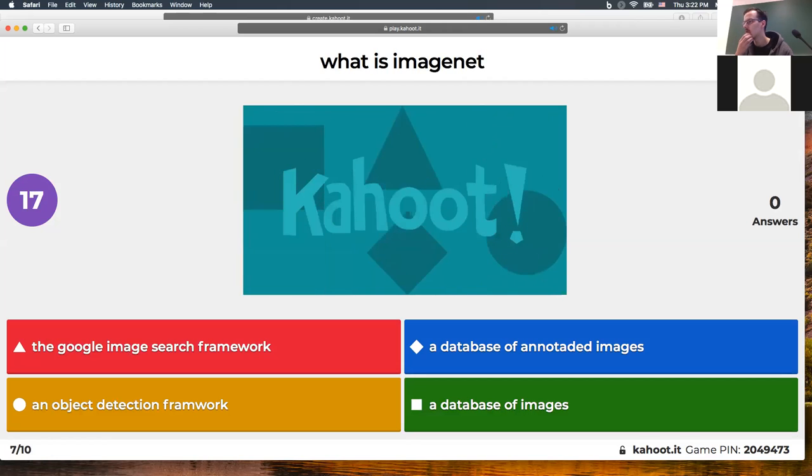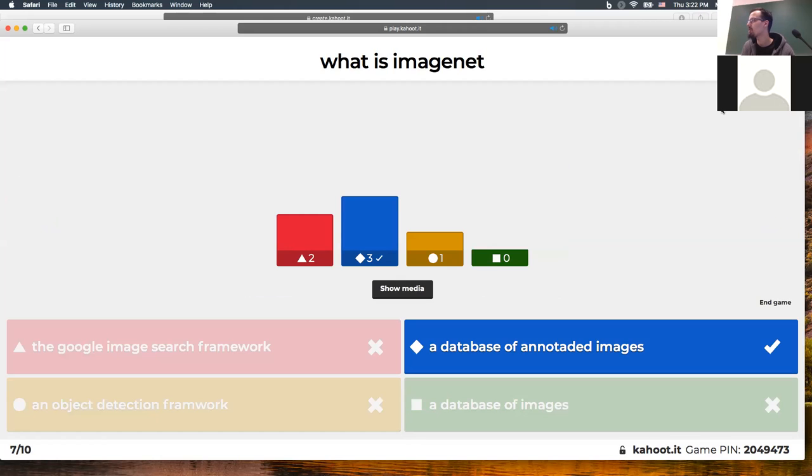That's weird. What is ImageNet? Oh crap, I clicked the wrong thing. I always feel like that is one of the bad settings with Kahoot.